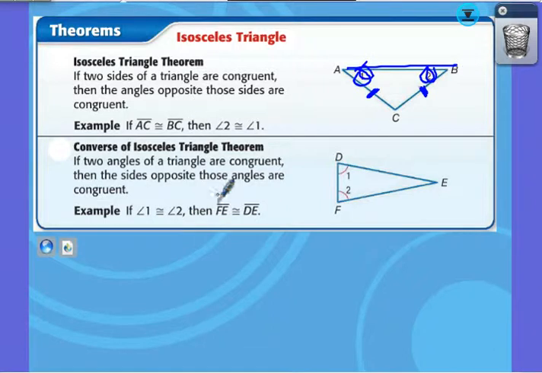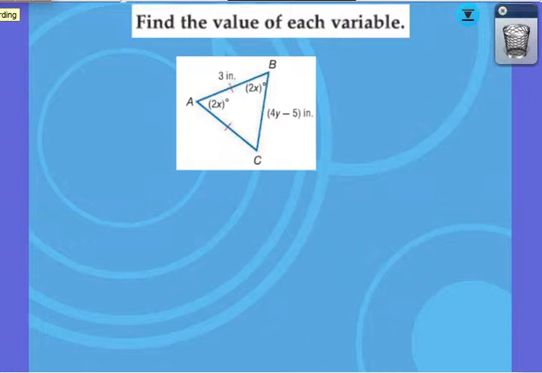And the converse of that, and a reminder that converse just flips your if and then in your statement, is also true. If the two angles are the same, then the two sides are the same. Reminder, and again, I'm pretty sure this one is on your test. If the two sides are the same, then the two base angles are.